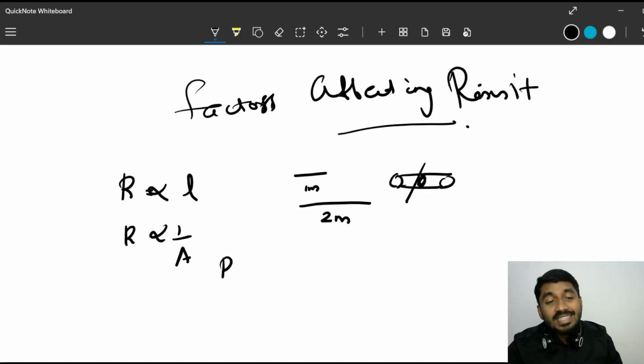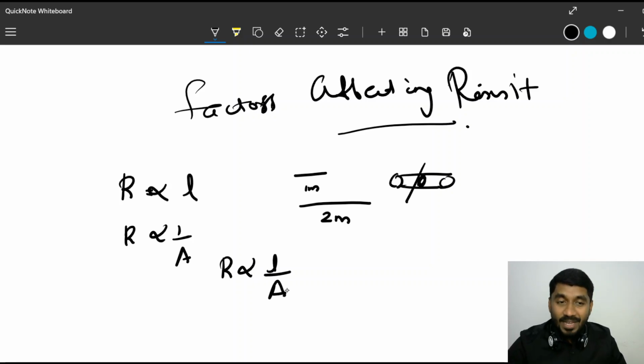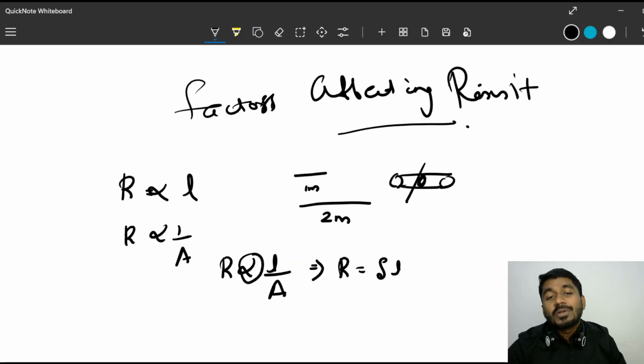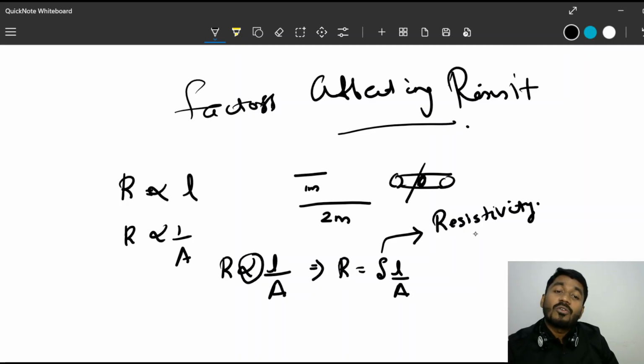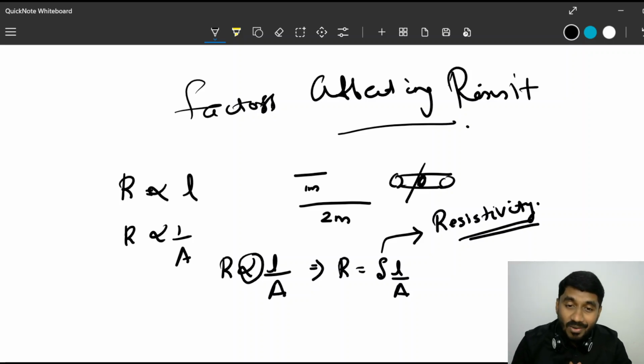So we can write these two relations together: R proportional to L by A. To remove this proportionality constant, we can substitute R is equal to rho into L by A. Most of the students are getting confused on this. What is rho, sir? Everyone is asking what is rho. So rho is the resistivity. Rho is called the resistivity of a conductor.